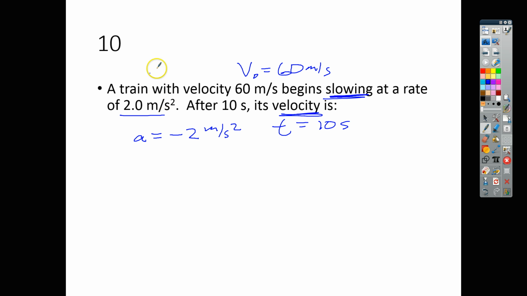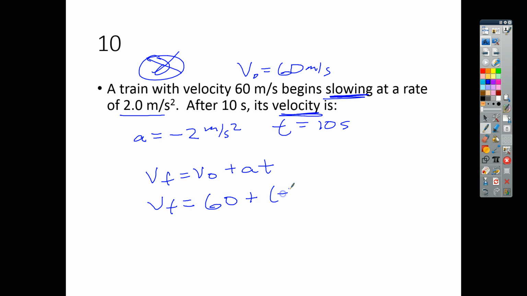So right here again, we don't have distance and we don't need it. So the equation we will use is just VF is equal to VO plus acceleration times time. We don't know what our final velocity is. That's what we're looking for. Original velocity is 60 plus negative 2 times t. That negative is pretty important for us to use here. And our t is actually, let's make it 10 seconds. So there's our 10 seconds.